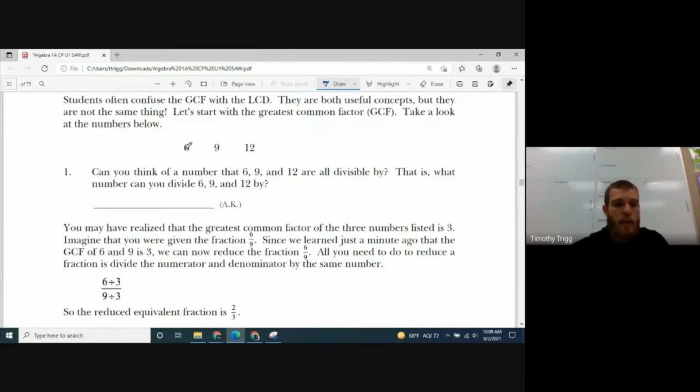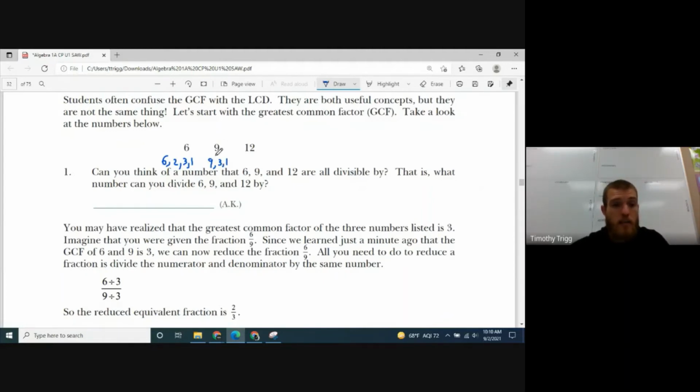So let's think about what I can divide 6 by, right? I can divide it by 6. I can divide it by 2, and I can divide it by 3, and I can divide it by 1. What about 9? Well, I could divide 9 by 9, and I could divide it by 3, and I could divide it by 1, right? So if I divide it by each of these, it would come out to a whole number, right? 9 divided by 9 is 1, 9 divided by 3 is 3, 9 divided by 1 is 9, right?